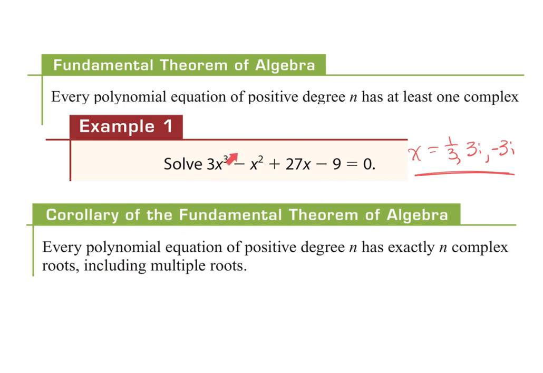Whatever your degree is, remember your degree is your highest exponent, then you will have exactly that number of zeros. Even if some of them are imaginary, or even if some of them are square roots, you will have exactly that many, or even if they repeat. So you could have x minus 1, x minus 1 as your factors, and technically 1 happens twice. Even if they repeat, you're going to have exactly that many. So whatever your degree is, you're going to find exactly that number as your answer, all right?